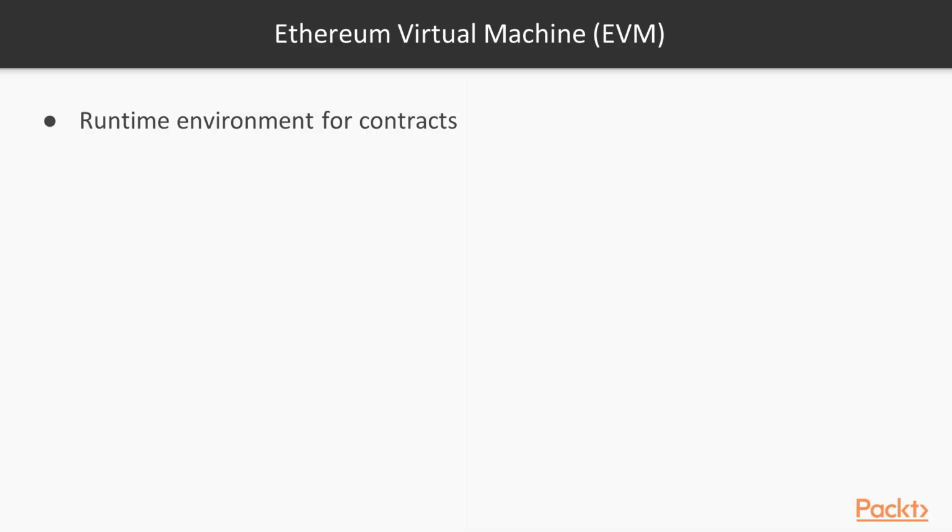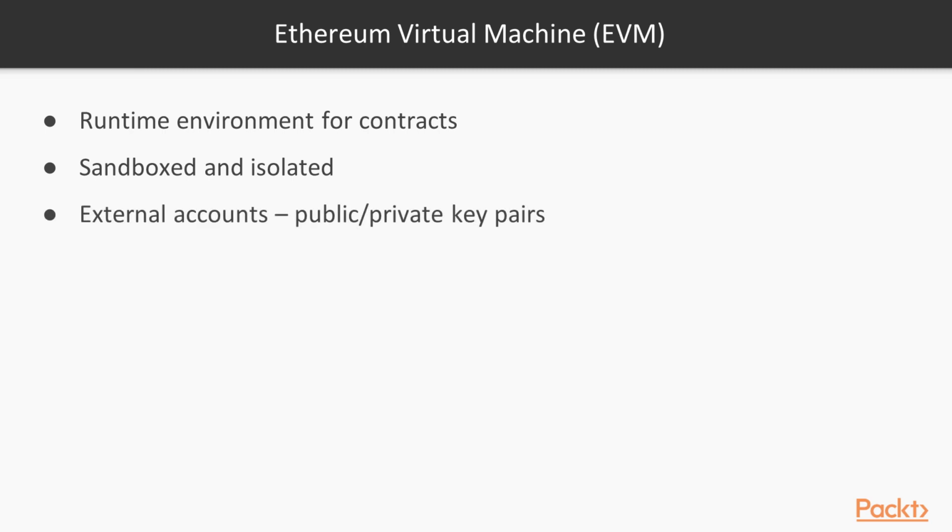The Ethereum virtual machine, or EVM, provides the runtime environment for smart contracts. It's sandboxed and isolated, so the code running inside the EVM has no access to network, file systems, or other processes. It also has limited access to other smart contracts.